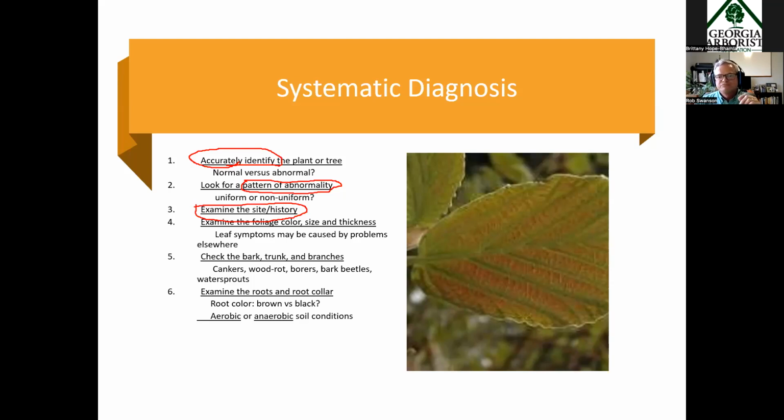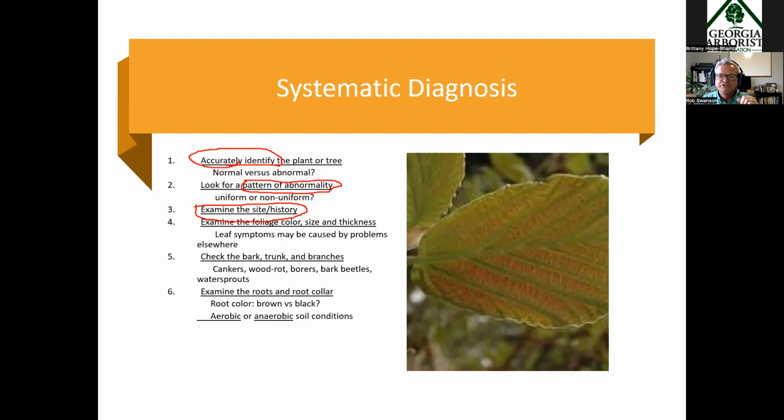Examine the foliage for color, size, and thickness. Leaf symptoms may be caused by problems elsewhere. We frequently use a product called Cambistat in the industry. It's a growth regulator, and it causes the leaves to be pretty small and pretty thick, but they're really healthy. But it might give the tree a weird look. So a homeowner that just purchased a house where Cambistat was applied a couple of years back is seeing these symptoms, thinking the tree is sick, but in reality, it's not.